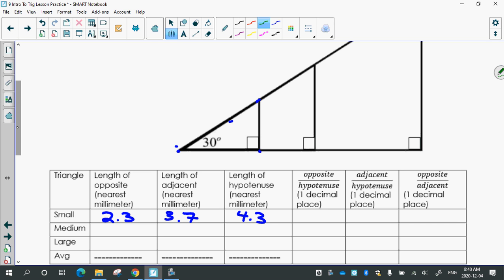Okay, so now we're going to do the medium triangle. The opposite side is from here to here, the adjacent is from here to here, and the hypotenuse from here to here. We're doing the opposite first. 3.9. And the adjacent.